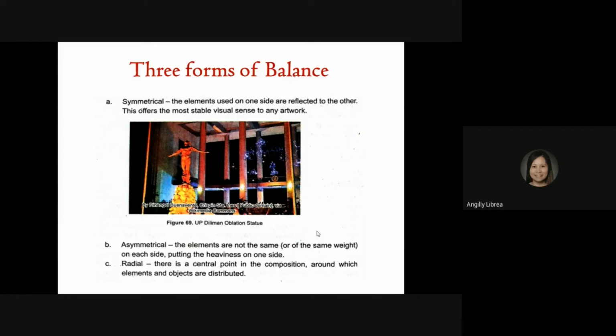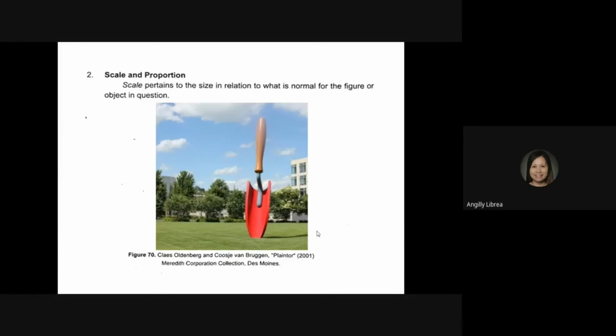The elements are not the same or of the same weight on each side, putting the heaviness on one side. So there isn't really balance when it comes to weight or maybe size, or depending on what is seen on the other side as well. The radial, this is a central point in the composition around which elements or objects are distributed. Next one, guys, is scale and proportion.